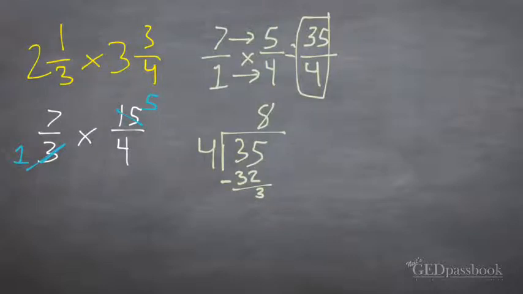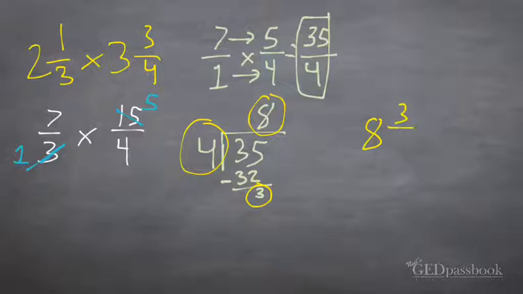So then you get your 3 numbers, remember all this? And rearrange them into a mixed number. That 8 becomes my whole. The remainder will be my numerator. And that same 4 will be my same denominator. 8 and 3/4.